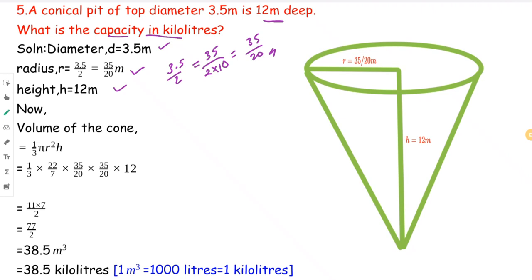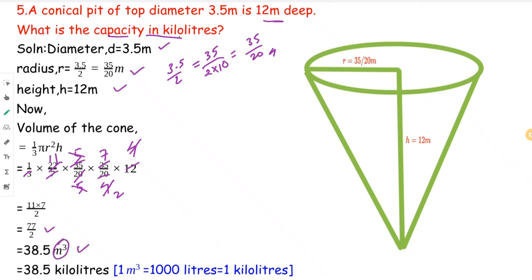So let's start dividing. 3 fours are 12, 7 ones are 7, 7 fives are 35, 4 ones are 4, 4 fives are 20, then 5 ones are 5, 5 ones are 5, and then once again 5 sevens are 35, 5 fours are 20, 2 twos are 4, then 2 elevens. So in the numerator I'll be left with 11 into 7, denominator is 2, right? So I'm going to get 77 by 2. If we divide, we're going to get 38.5 meter cube.